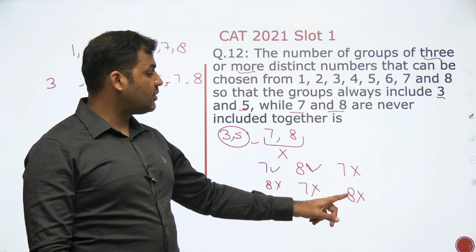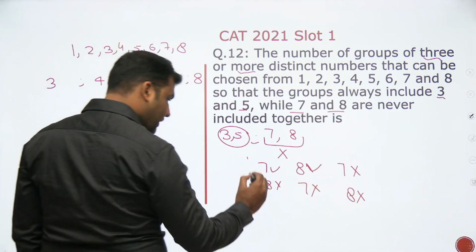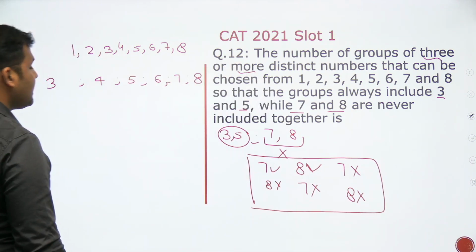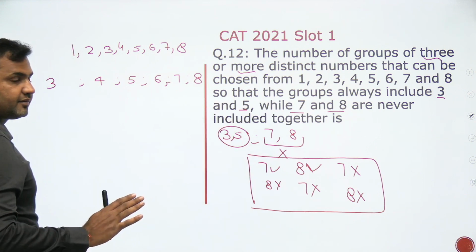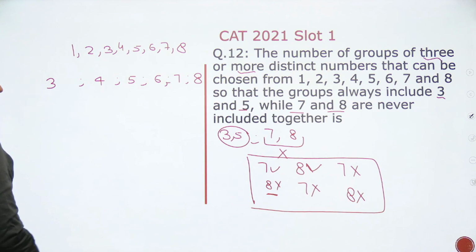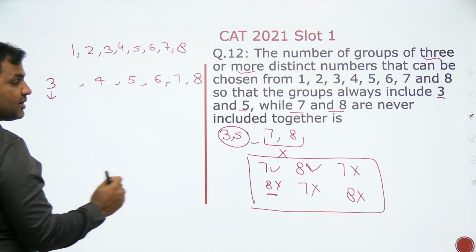And there can also be a case when 7 and 8 both are not selected, right? Now we have to solve the question in 3 different scenarios. Let's say that I'm supposed to select 7. Let's look at case number 1. When I'm selecting the number 7, now I have to select 3 numbers.